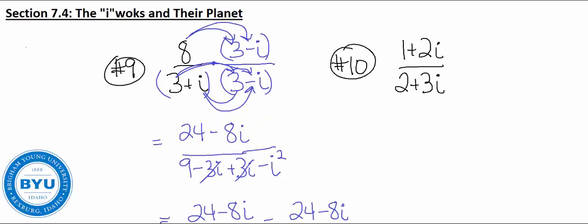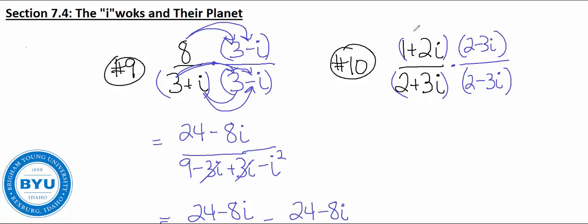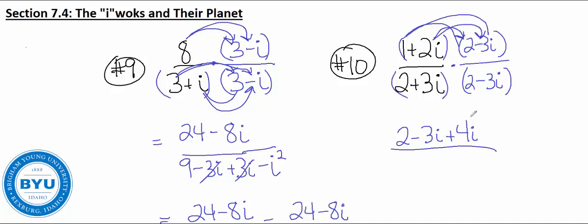Okay, number 10. Let's look here. I got to multiply by the conjugate. That would be 2 minus 3i to the top and the bottom. 2 minus 3i. Ooh, we're going to have to super distribute the top and the bottom. Okay, let's do it. 1 times 2 is 2. And 1 times negative 3i is negative 3i. 2i times 2 is plus 4i. 2i times a negative 3i, that's minus 6i squared.